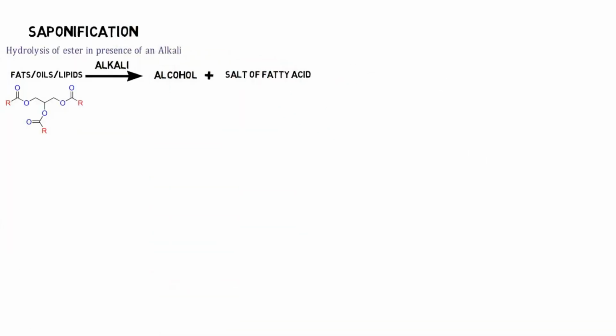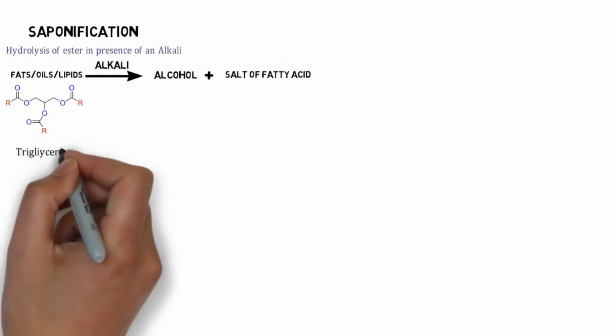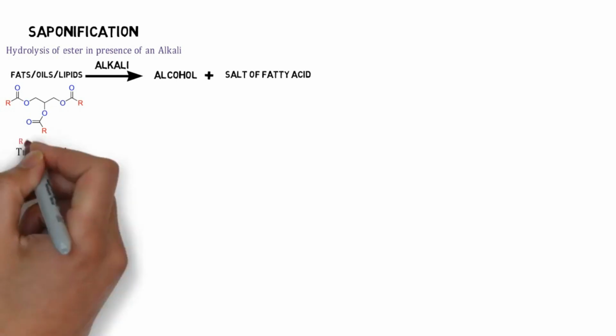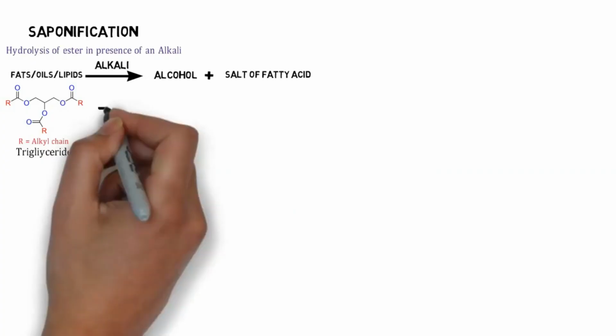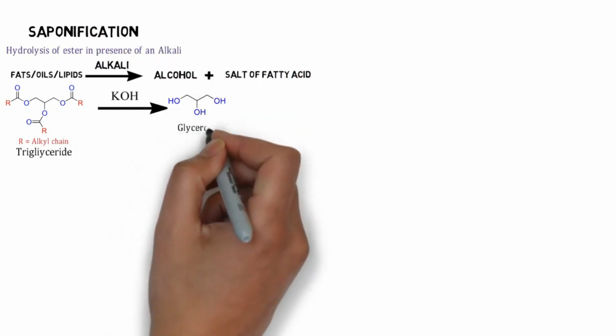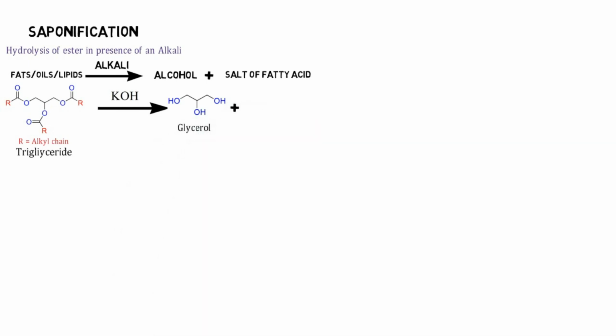Fats and oils are triglycerides. Triglycerides are molecules in which glycerol is esterified to three fatty acid groups, where R represents an alkyl chain. The triglyceride is hydrolyzed in the presence of potassium hydroxide to glycerol and 3 units of potassium salt of fatty acid. The salts of fatty acids are also called soap.